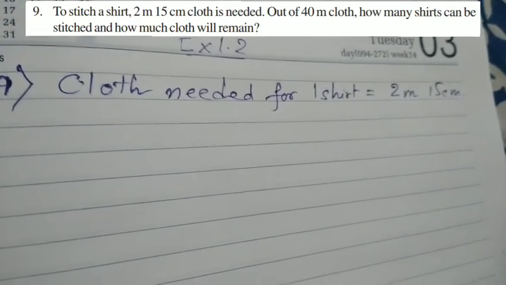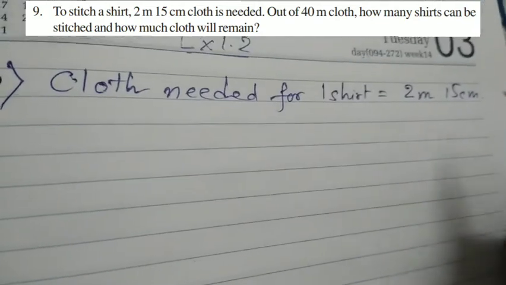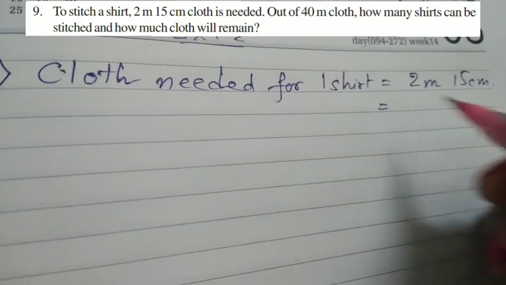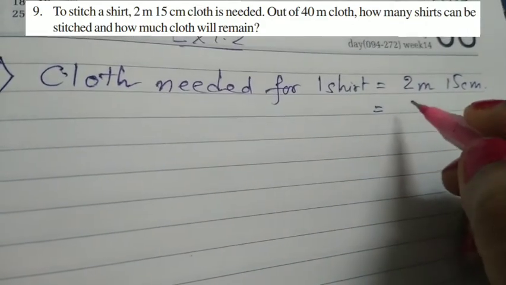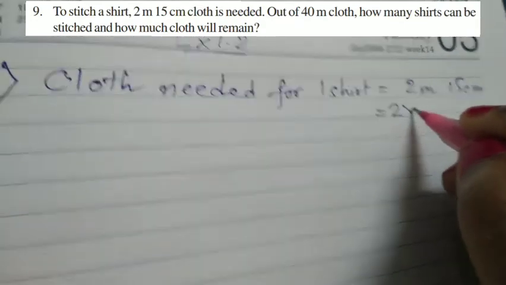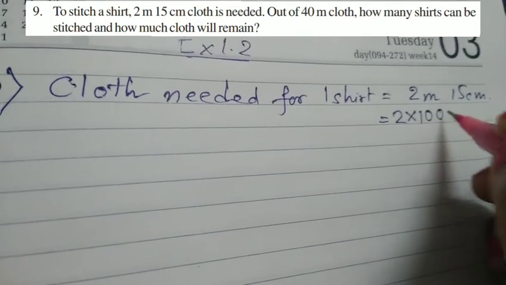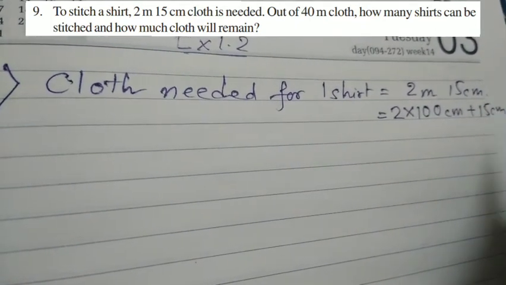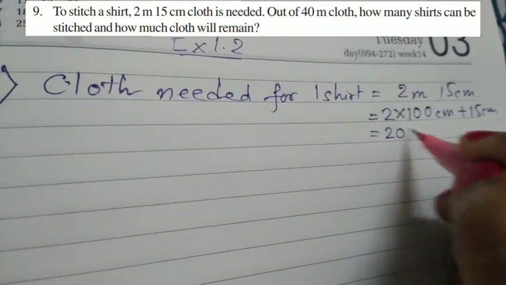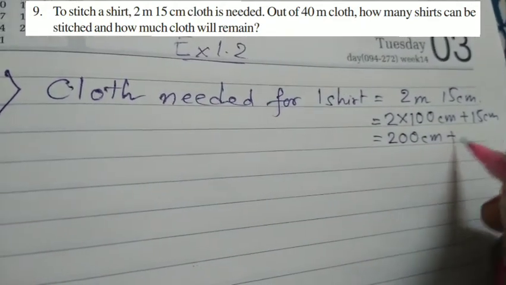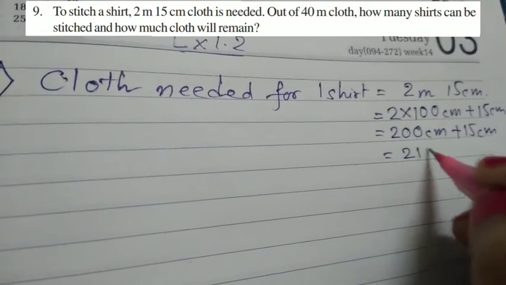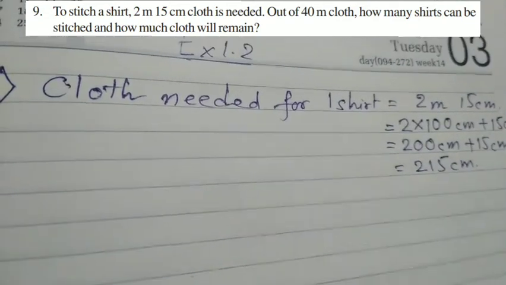For easy purpose, what we will do is we will convert these into centimeter. So we know 1 meter is equal to 100 centimeter. So 2 into 100 will make it centimeter plus 15 centimeter, that is equal to 200 centimeter plus 15 centimeter, that is equal to 215 centimeter.